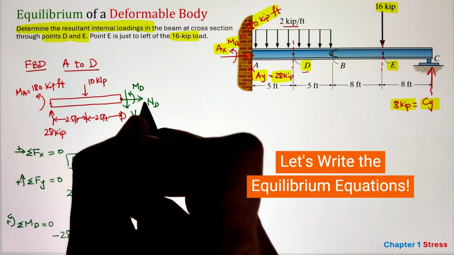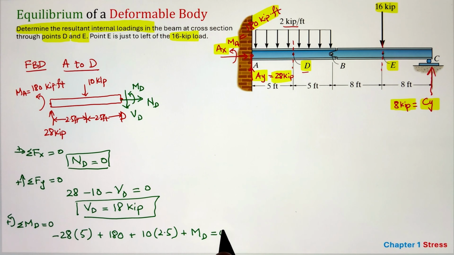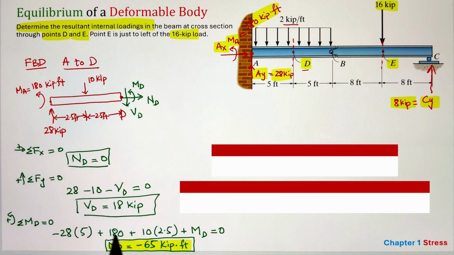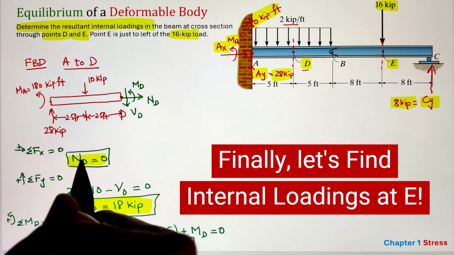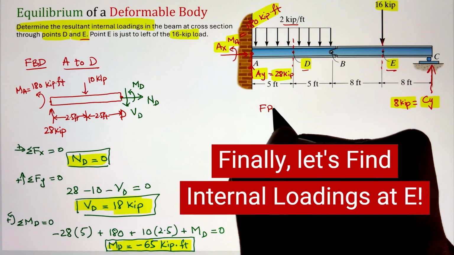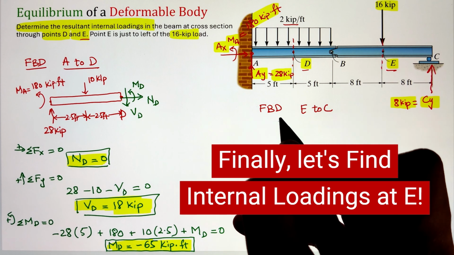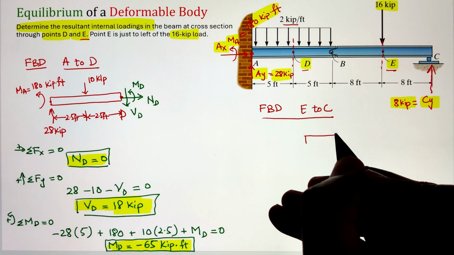I have my support reaction of moment of 180 in the counterclockwise direction, so that is added. And finally, I have that 10 kip force going downward, having a moment arm of 2.5 that is going to create our counterclockwise moment. Next, the MD is added, that is also going in the counterclockwise direction. Simplifying, we get the value of the moment at point D equals to negative 65 kip-ft. Here, the negative sign is indicating that the direction is opposite to what we have shown on our free body diagram.